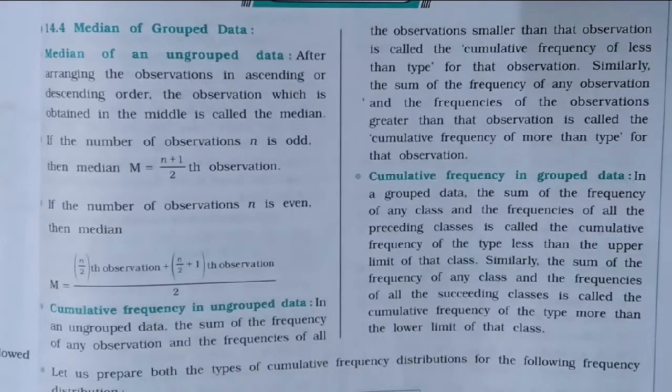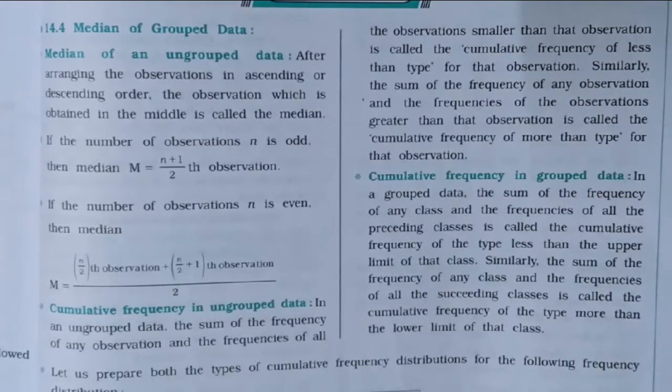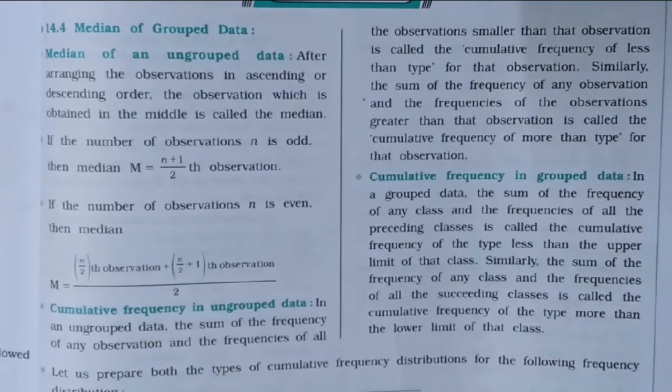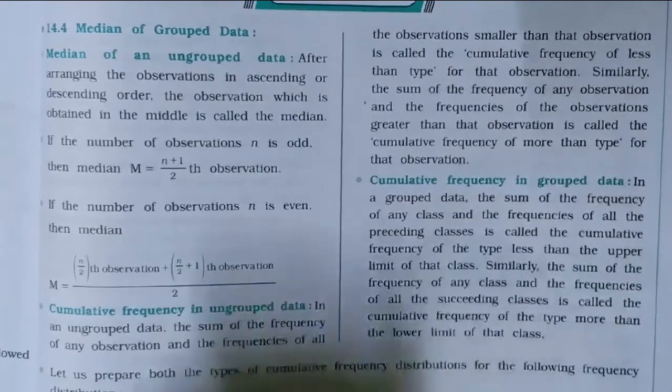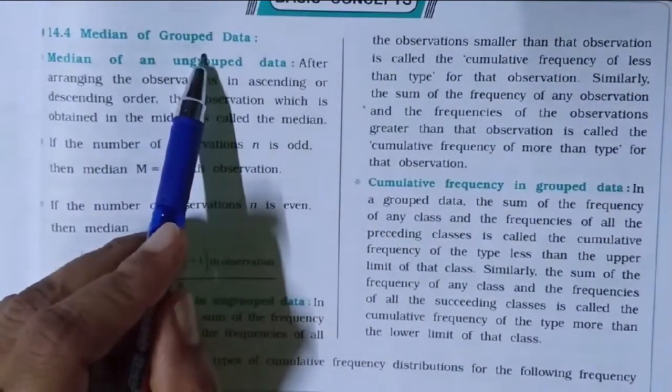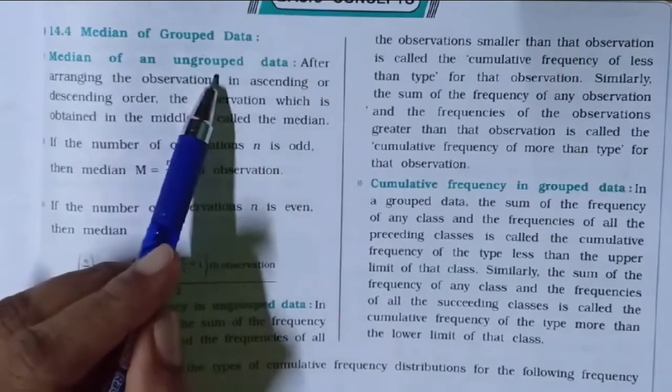In part 1 and part 2, we already studied mean and mode. In this session, we will study median. Median is divided into two categories. First, we will understand the median of grouped data. Now, the median of ungrouped data.